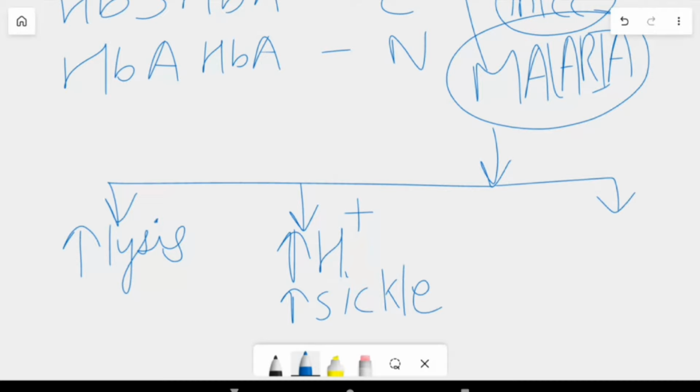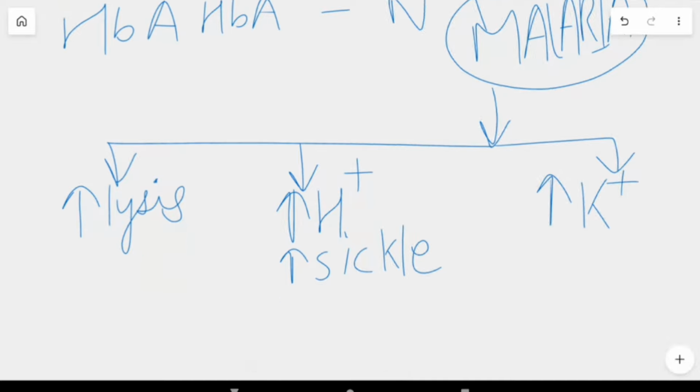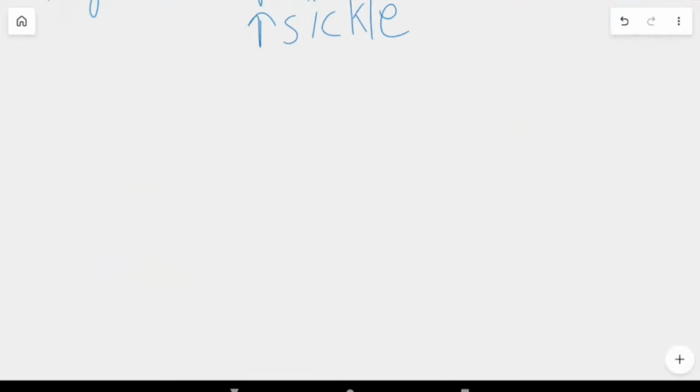Next, the people who have sickle cell anemia, their RBCs have high concentrations of potassium, and these high concentrations of potassium are not favorable at all for the malarial parasite. So basically, all of these factors are going to have a cumulative effect and be unfavorable for the survival of the malarial parasite. Okay, so now we'll look at the condition of the hemoglobin in a normal person and in a sickle cell anemic person.